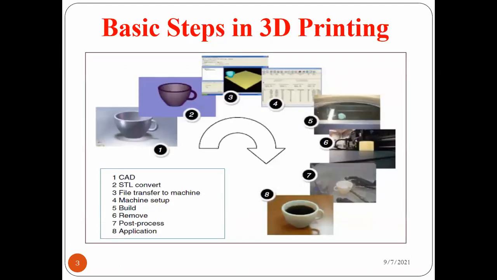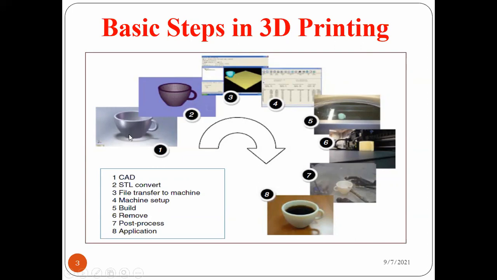Here are the basic steps in 3D printing. You can see this is a picture diagram of how we can generate a model using 3D printing technologies. Here, this is a CAD model. I wanted to make a cup, this type of cup here. How can you make this one? Which processes are required? Which sequence of steps are required? Now you can see in the slide.